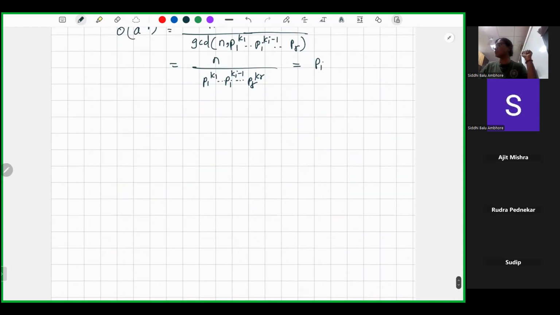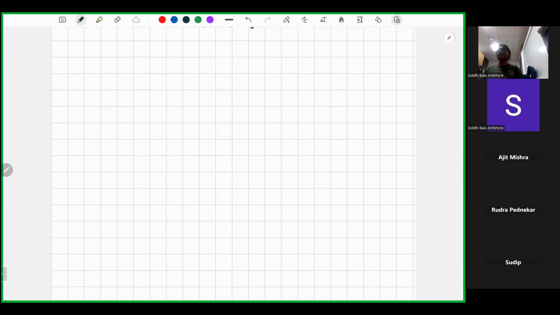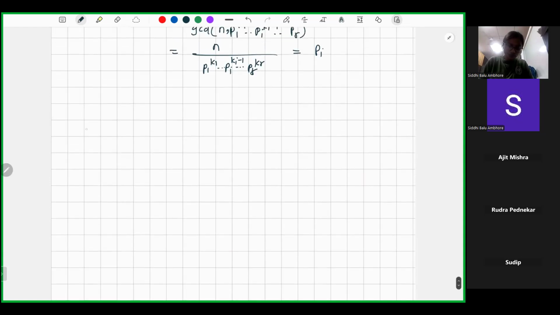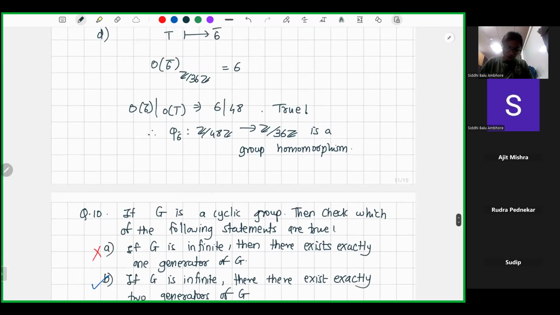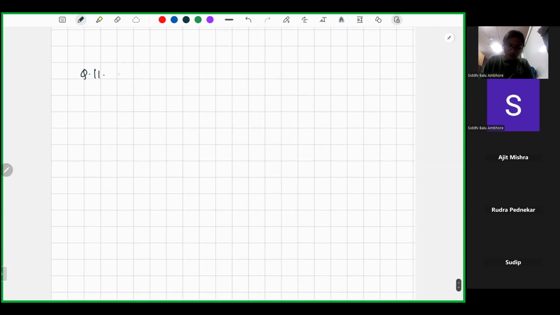Okay, and one more question which we will try to see here. Again, it is related to that one question which we did earlier, similar to what we did. This is question 11. If phi A is from Z mod MZ to Z mod NZ, then for how many A, okay, again, I need to write this.